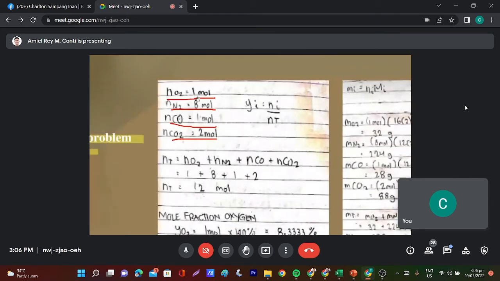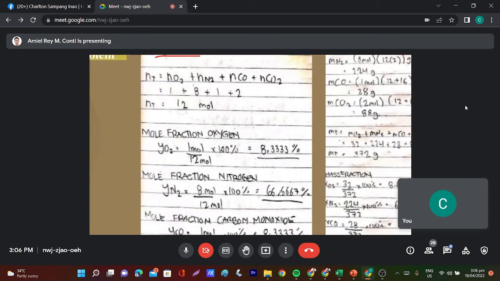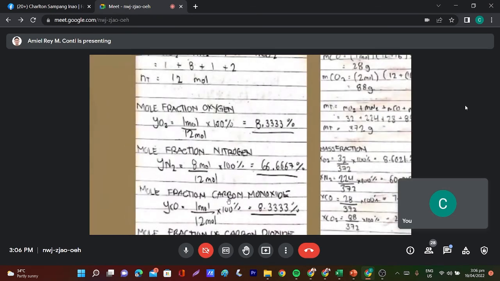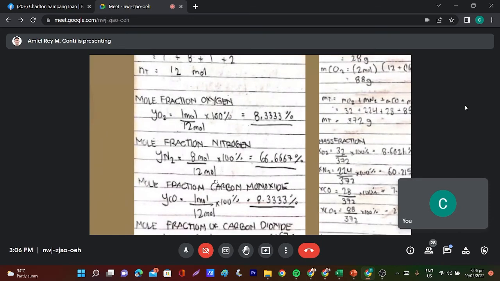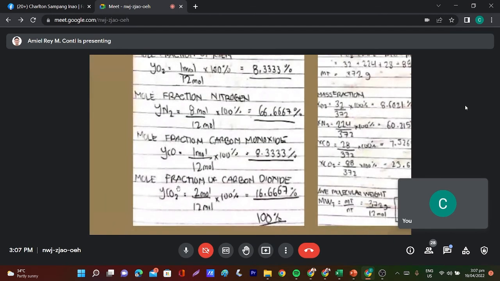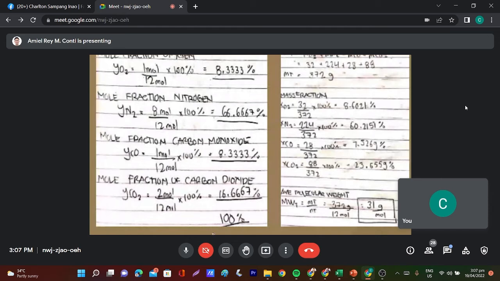Then, ganun din sa nitrogen. Ilan po ang nakuha natin sa nitrogen? 8 mole po. Then, i-divide lang po natin siya sa total, which is 12, and multiply to 100%, with the total of 66.67%. Sa carbon monoxide, ganun din po. 1 mole is the given for the carbon monoxide. Divide lang po sa total nilang lahat na 12 moles times 100%, 8.3333%. Then, mole fraction of carbon dioxide, ganun din. 2 moles ang given ko sa carbon dioxide, dividing it to 12 moles, then multiply it to 100%, which is 16.6667%. And pag tinotal po natin lahat na nakuha po natin percentage ng mole fraction, we could get 100%. Yeah, 100%.